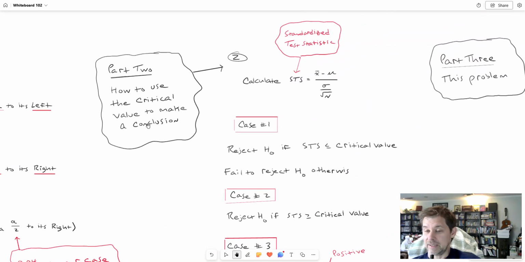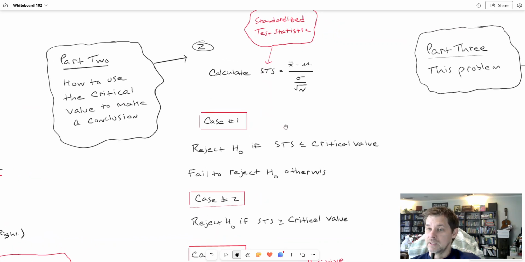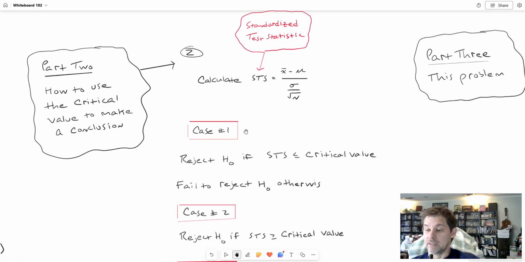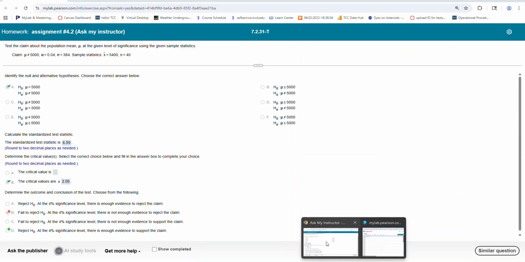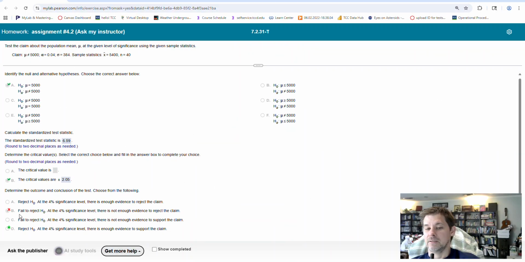How do you use that to make a conclusion? Okay, all right. So to make a conclusion, and by make a conclusion, I mean, well, then do you reject the null hypothesis? Do you fail to, what do you do? Okay, so here's how we make that conclusion.